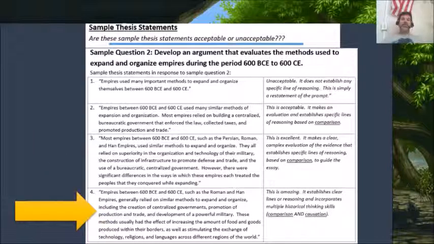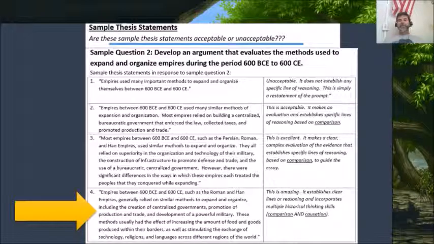Number 4. Empires between 600 BCE and 600 CE, such as the Roman and Han empires, generally relied on similar methods to expand and organize, including the creation of centralized governments, promotion of production and trade, and development of a powerful military. These methods usually had the effect of increasing the amount of food and goods produced within their borders, as well as stimulating the exchange of technology, religions, and languages across different regions of the world. This is really, really good.